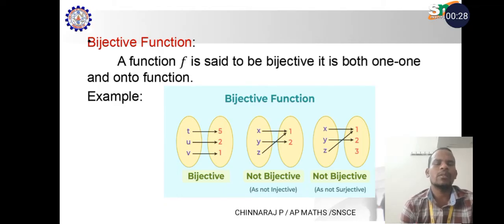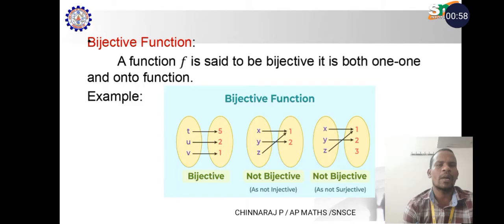So one-one means every element in the domain has an image in the codomain, and onto means every element in the codomain has a pre-image in the domain. That means a one-one function is defined on the domain, and an onto function is defined on the codomain. A function that satisfies these two conditions is called a bijective function. So bijective means one-one and onto. So see the examples.